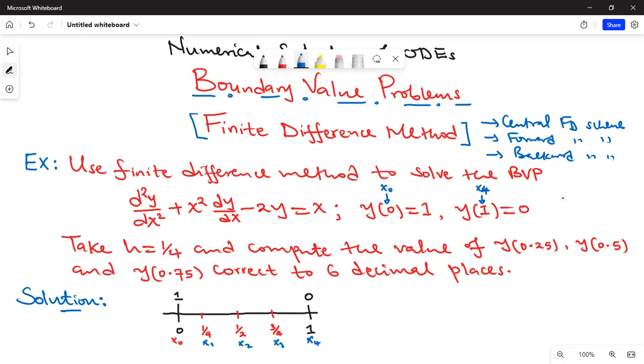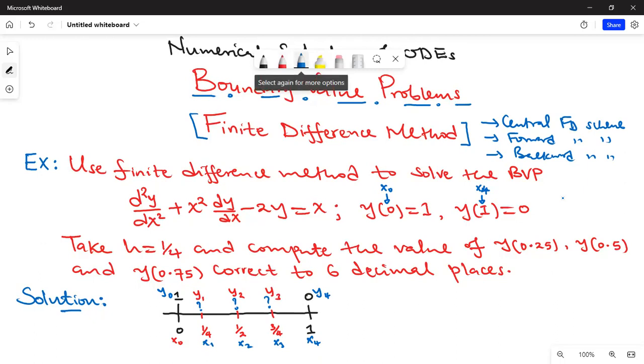Now, one here is y naught, and this other one is y4. I don't know the value of y1, y2, and y3. So you put a question mark. I need to find y1, y2, and y3.